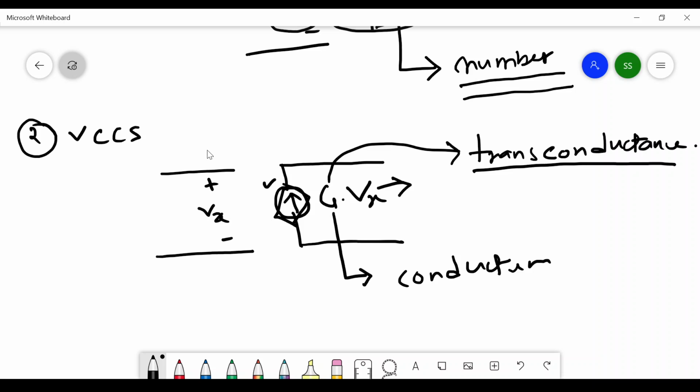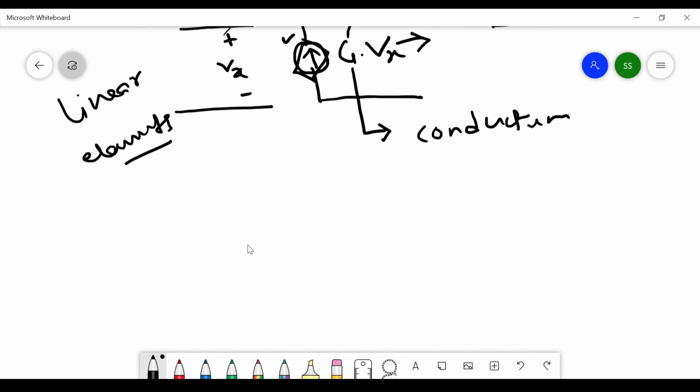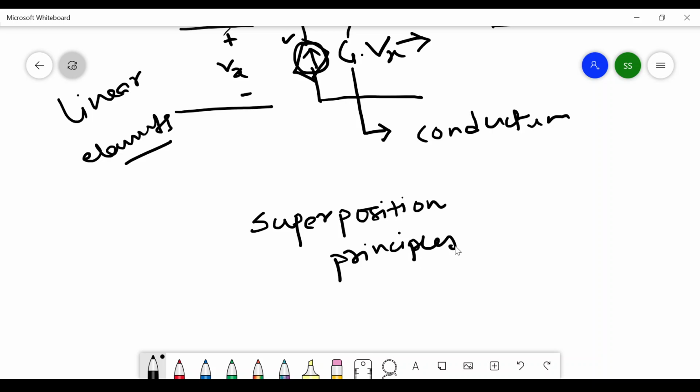The important point with respect to the voltage controlled current source, and the voltage controlled voltage source we discussed previously, is that these are all linear elements. That means they all obey the superposition principle.